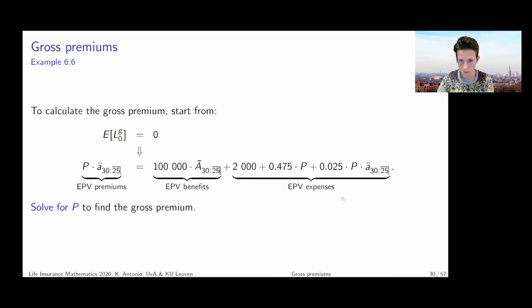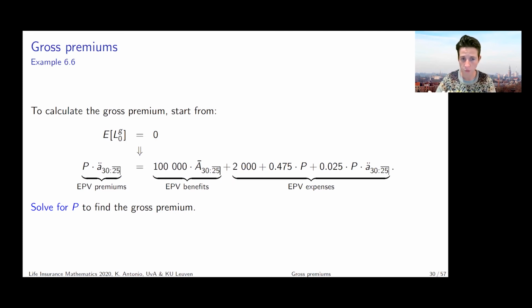And once again, benefits and expenses are on the same side of my equivalence, and they have the same sign, because the premium calculated here should be sufficient to cover both the benefits and the expenses. Okay, we solve for P.